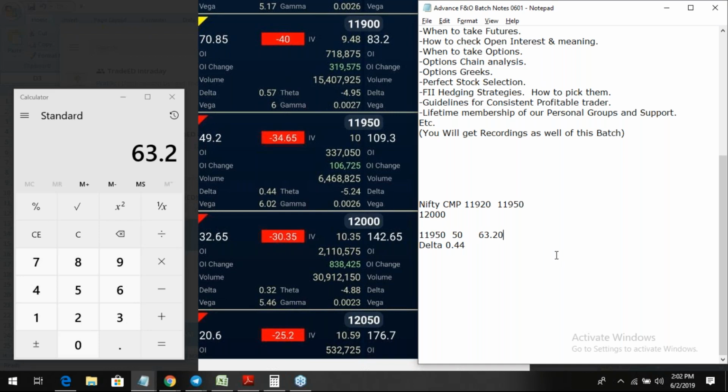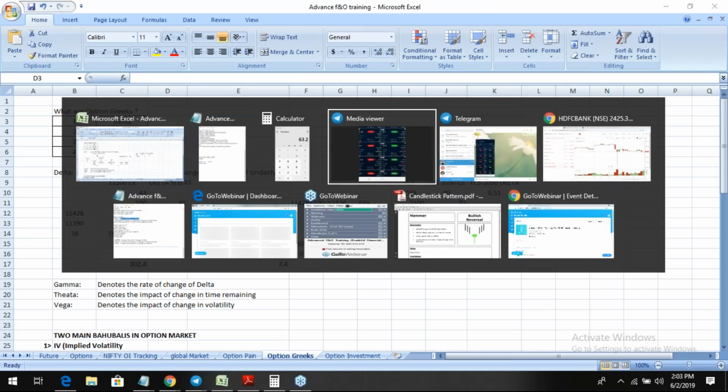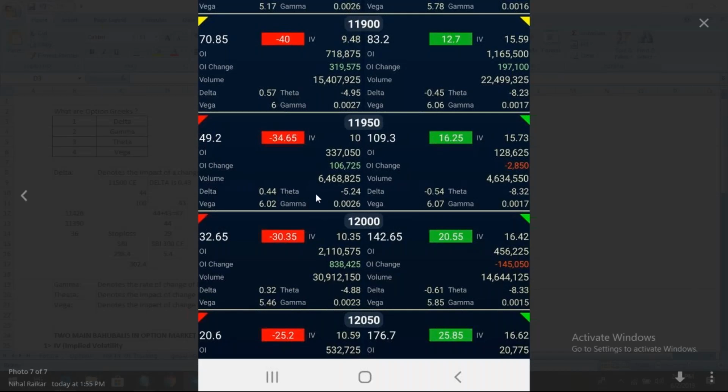Delta denotes the impact of price of underlying. If your delta is 0.44 and Nifty goes 1 rupee up, your premium goes 45 paisa up. If Nifty goes 100 rupees up, your premium will go up 44 rupees. Everyone on same page, understood?